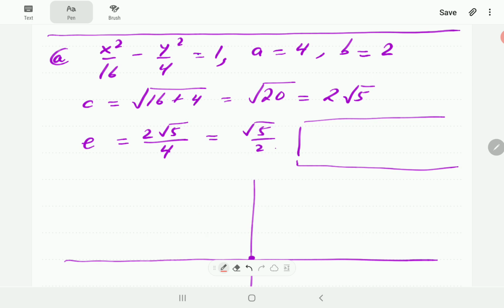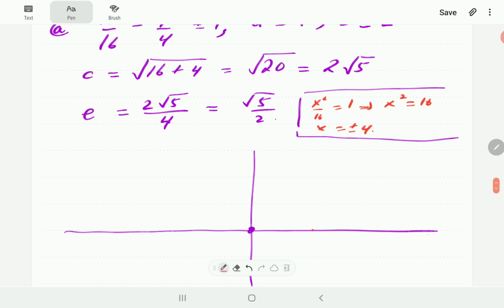The x-intercepts, for instance: if you set y equal to 0 here, then x squared over 16 is 1, so x squared is 16, so x is plus or minus 4. That means this graph is going to cut the horizontal axis at (4, 0) and (-4, 0).